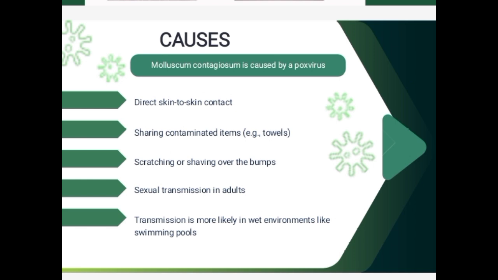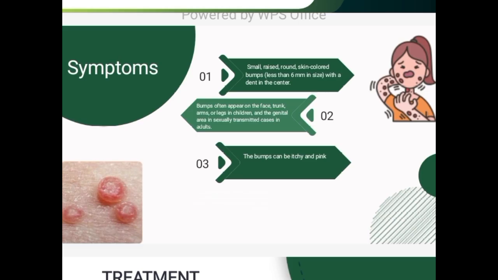So what could be the possible signs and symptoms? Accordingly, small raised round skin-colored bumps less than 6 mm in size with a dent in the center. Bumps often appear on the face, trunk, arms, or legs in children and the genital area in sexually transmitted cases in adults. And these bumps can be itchy and pink.